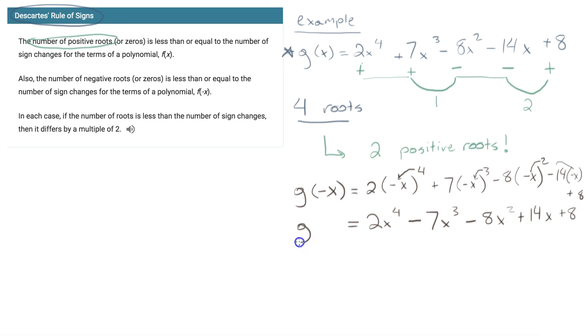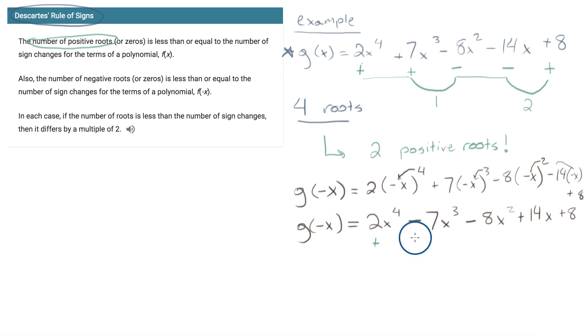And so what we have now is a new equation for the g of x. Well, technically it's the g of negative x. And we have some new signs to consider. So let's use Descartes' rule and see how many negative roots we could possibly have.